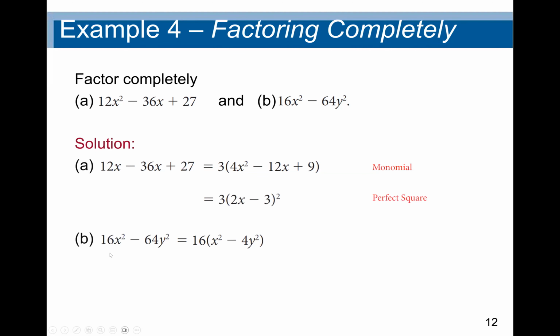Now let's try the next example. We have 16x squared minus 64y squared. Here we can see that 16 is common, so we bring our 16 out, we get x squared minus 4y squared. So this is a perfect square because we can see 4 is the same as 2 squared. So we get x squared minus 2y all squared. So that will give us a difference of two squares, and the answer will be x plus 2y, also x minus 2y, then times the 16.